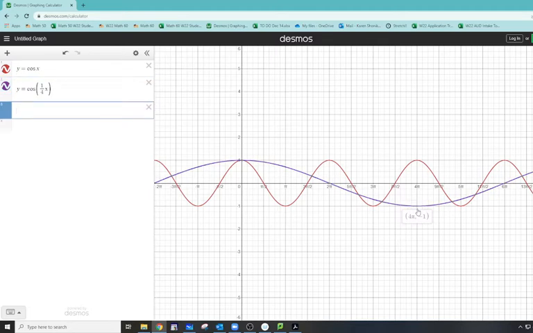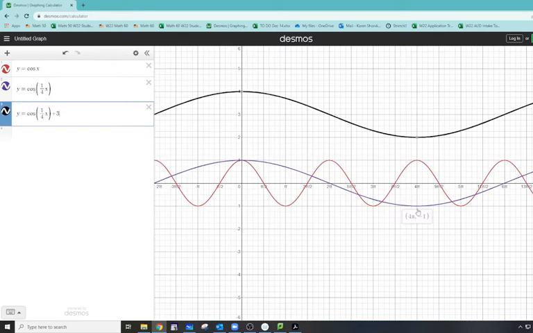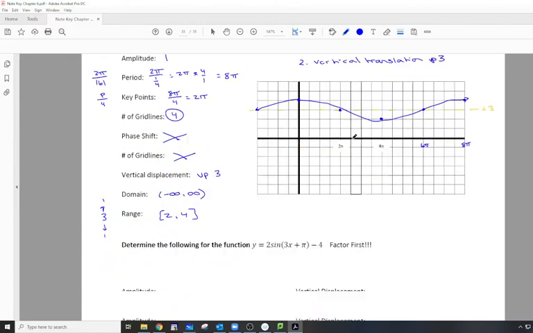And then lastly, we move it up 3. So y equals the cos of 1/4 x plus 3. And then I've got that final graph, which should look like the graph that we did here. And it does, right? So one thing I should have written here: what are my transformations? Well, the first transformation is a horizontal stretch by 4. And secondly, it was a vertical translation up 3.